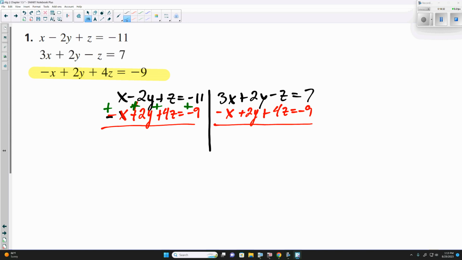Now, working from left to right, the first one we have is x plus negative x. And what is x plus negative x? It would be 0. 1 plus negative 1 is 0. Negative 2 plus 2, 0. Well, this is looking like the one we started the lesson with. What is z plus 4z? And lastly, negative 11 plus negative 9. You're good.